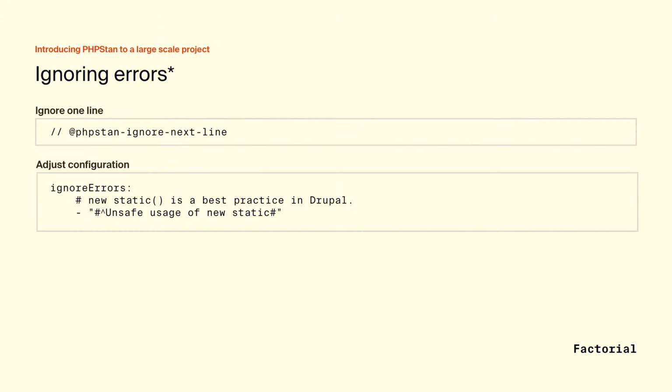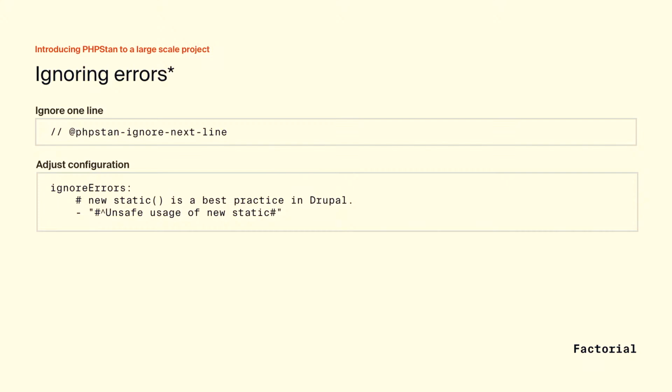A more interesting case is adding errors to your configuration. So this is probably the most typical example, unsafe usage of new static. This is actually a standard in Drupal because we want to extend our plugins. But from a code perspective, again, this might not be strict enough. My message here is, if you find something in Drupal that doesn't work well yet, then there's also the chance to contribute.